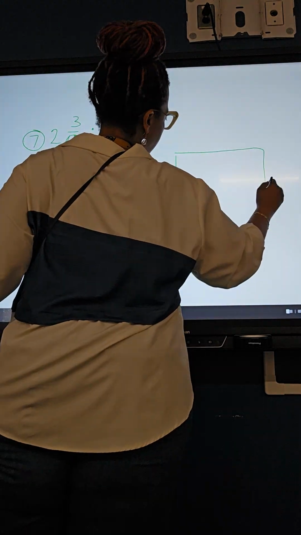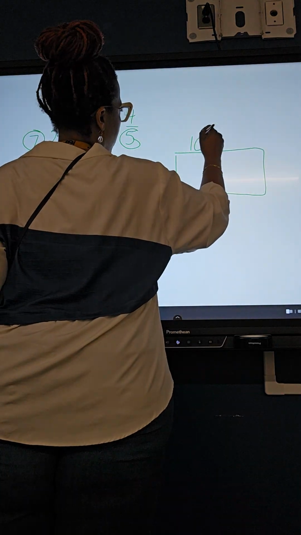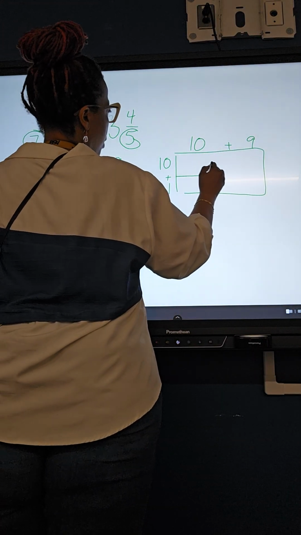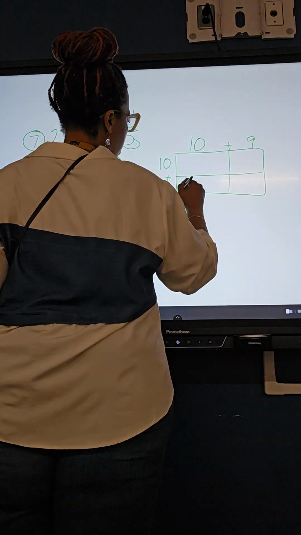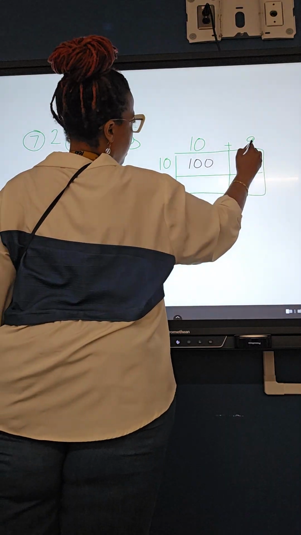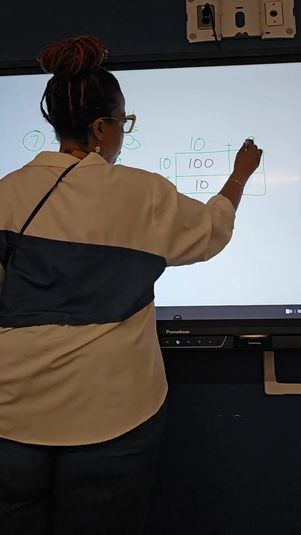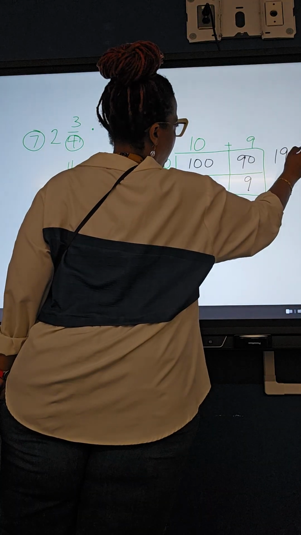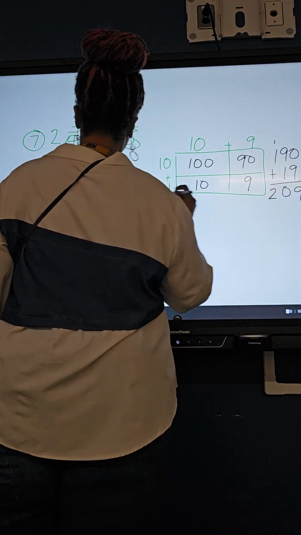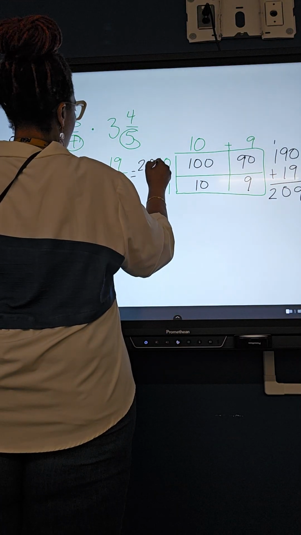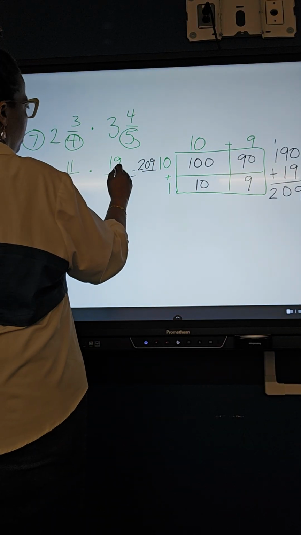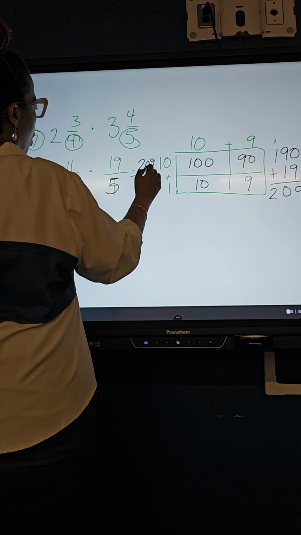You have to do your process. 19, which is 10 plus 9, and 11 is 10 plus 1. You draw your line where your plus sign is, and you multiply. 10 times 10 is 100, 10 times 9 is 90, 10 times 1 is 10, 1 times 9 is 9. So now you have 190 plus 19, which gives us 209. So this equals 209 over, that should not be a 4, this should be a 5, I'm sorry, over 20.